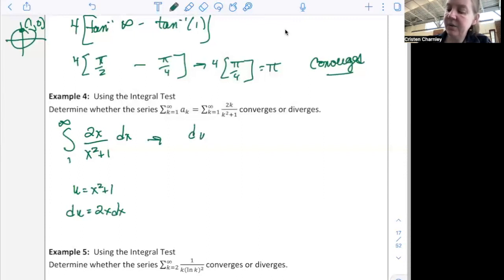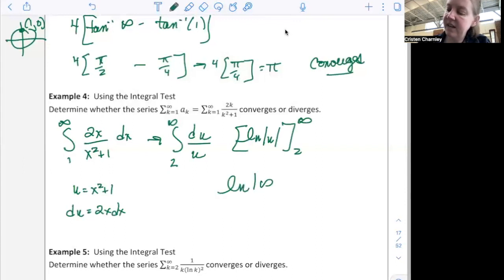So du over u, integral from 1 to infinity, but remember we have to change the boundaries. So the lower boundary becomes 2, and the upper boundary is still infinity. This is now the natural log of u between 2 and infinity. So natural log of infinity minus the natural log of 2. Natural log of infinity, we could say it does not exist because it blows up. This would actually be diverges.